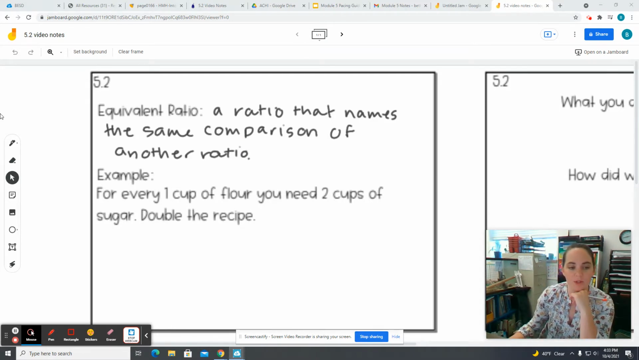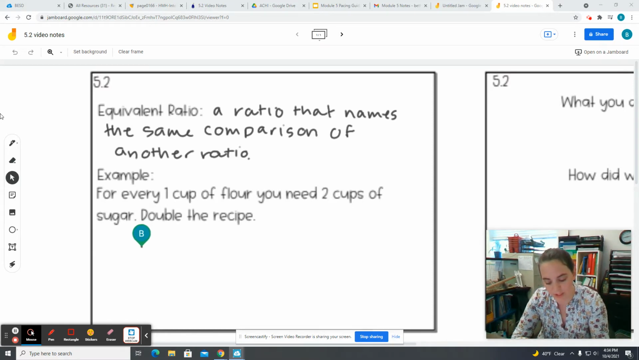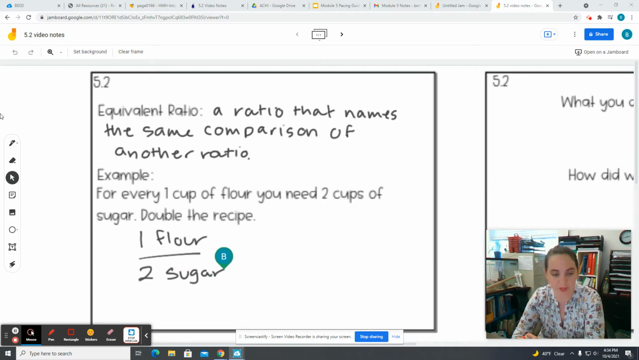Well, we're going to use this example of the cups of flour and the cups of sugar again. So for every 1 cup of flour, you need 2 cups of sugar. So we are going to double the recipe, and we're going to show how we can get 2 equivalent ratios. So for every 1 cup of flour, you get 2 cups of sugar. Okay, that is our ratio. Now, if we double the recipe, that means we just need to multiply this by 2.